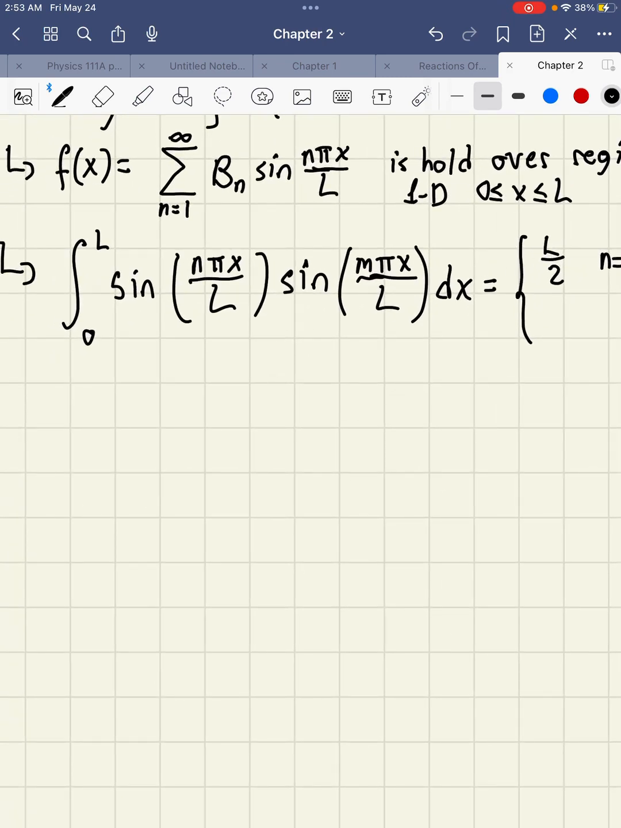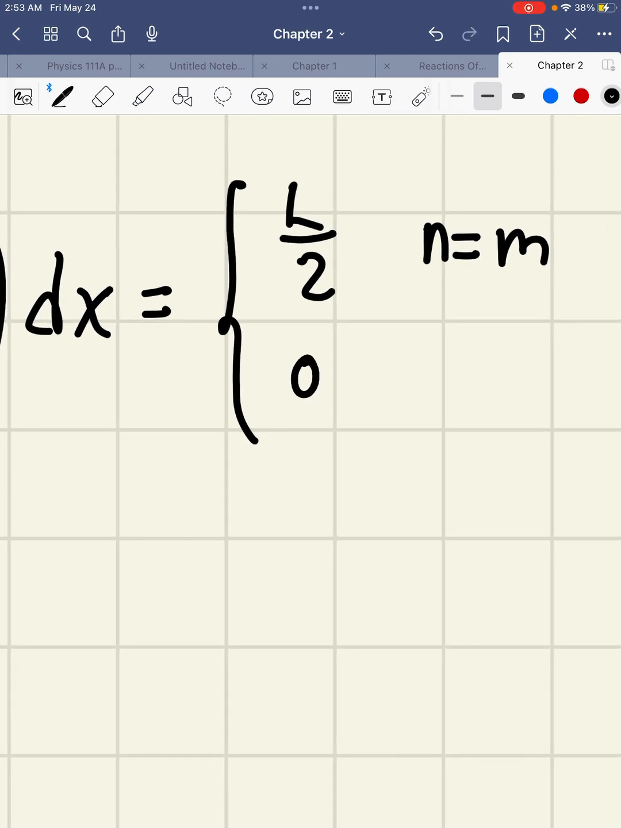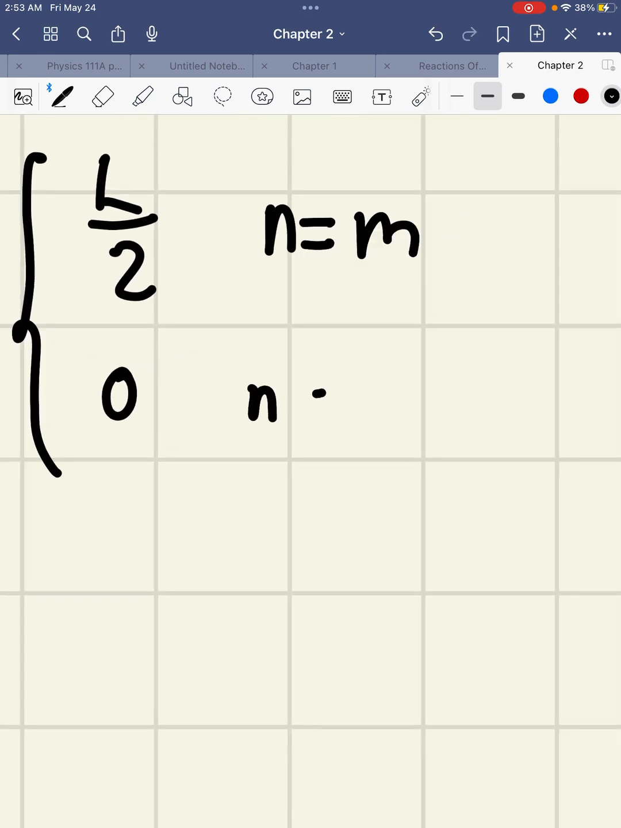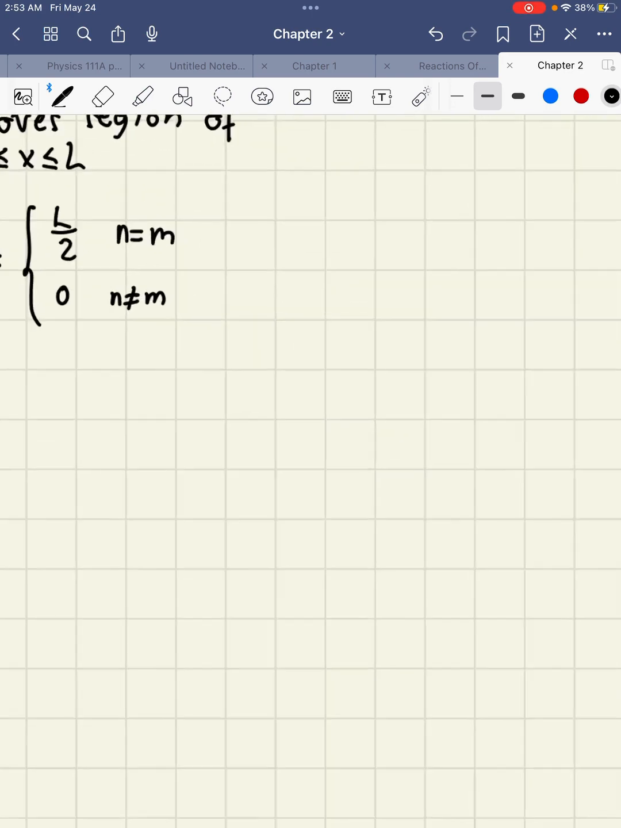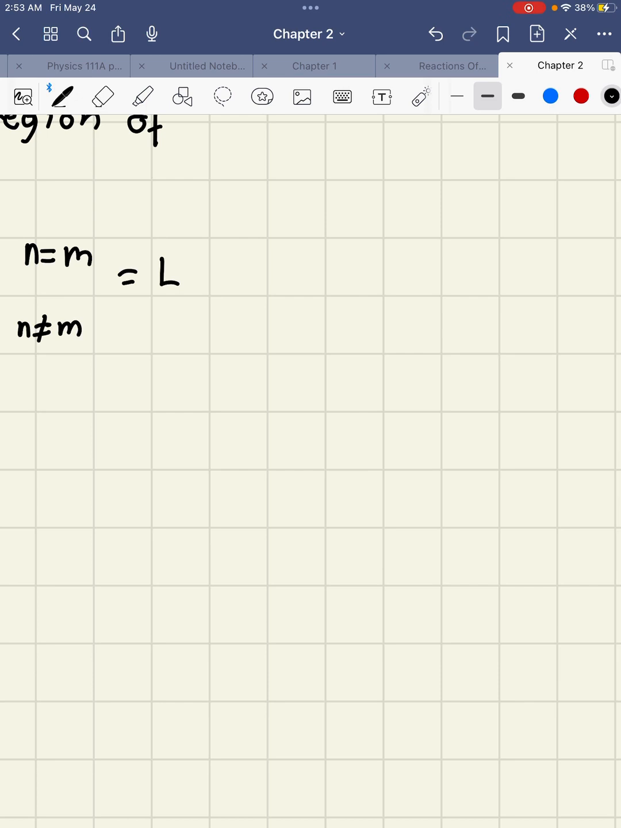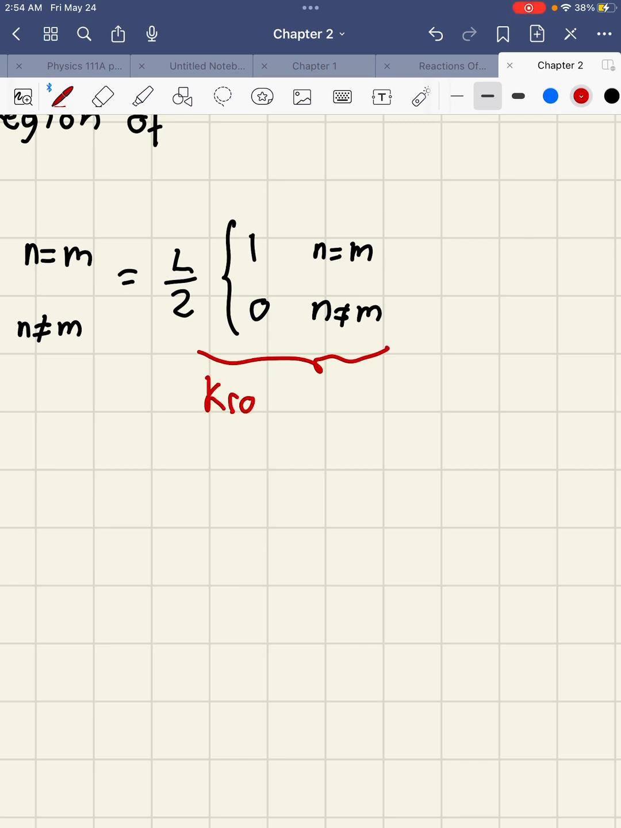The second part of the solution: if they are different values, if n is not equal to m, then my integral will be 0. Now I can rewrite my solution as L over 2 times 1 for n equal to m, and 0 for n not equal to m. If you don't know, this is called the Kronecker delta. Did I spell it correctly?